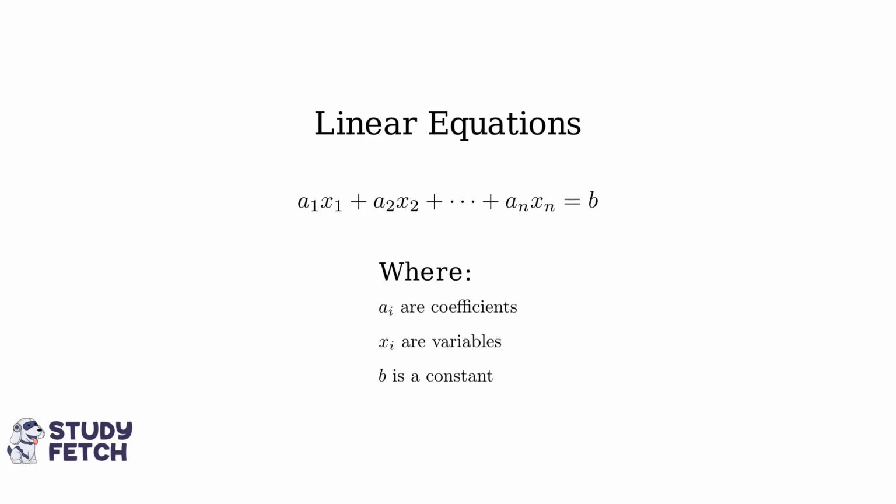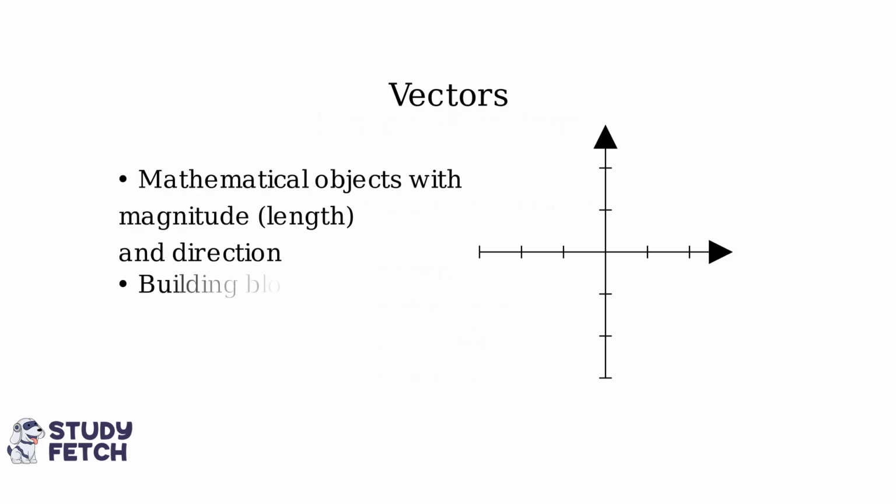These take the form of a1x1 + a2x2 + ... + anxn = b. Vectors are fundamental building blocks in linear algebra. They are mathematical objects possessing both magnitude and direction.